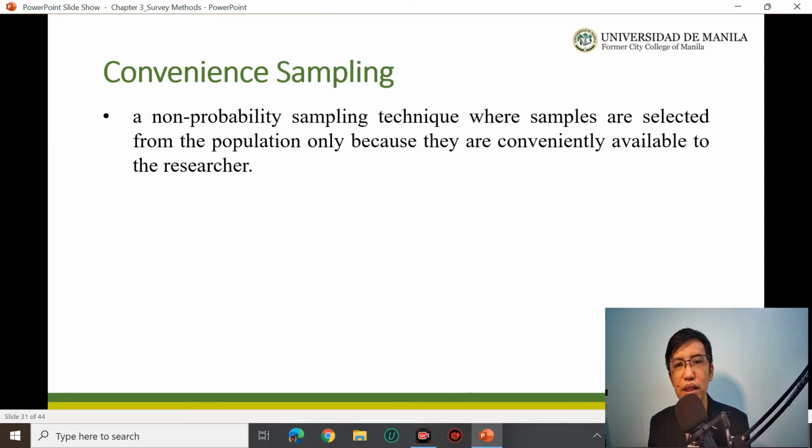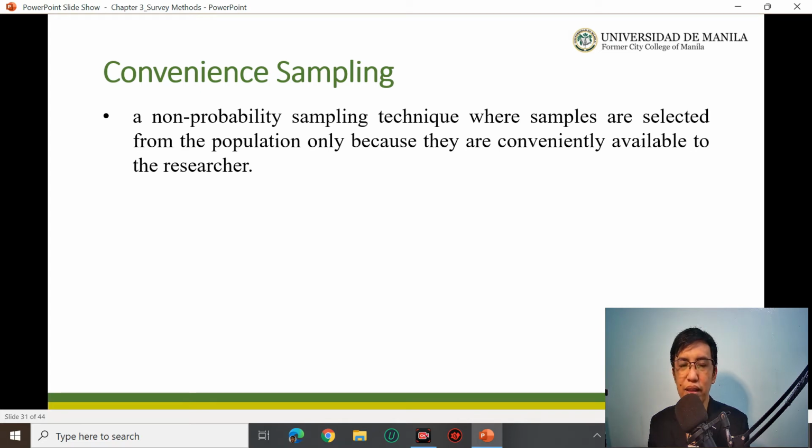For convenience sampling, it is a non-probability sampling technique where samples are selected from the population only because they are conveniently available to the researcher. So, kung ano yung nandun lang, say for example, nandun lang sa school, okay na yan. Yung mga first year, pwede na yan, okay na yan. Diba? Kaya nga convenient. O kaya, ito yung malapit lang sa bahay namin. Kaya malapit lang sa school. Okay? That's convenient. From the word itself, convenience.